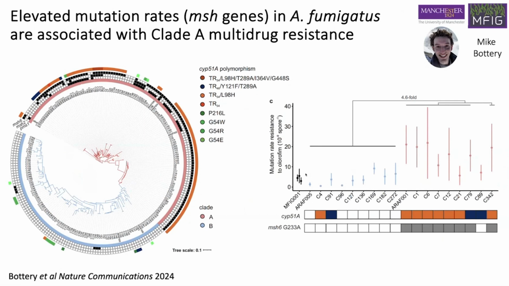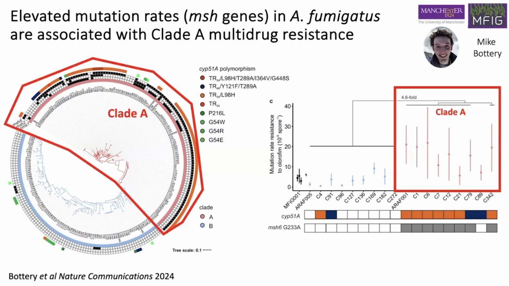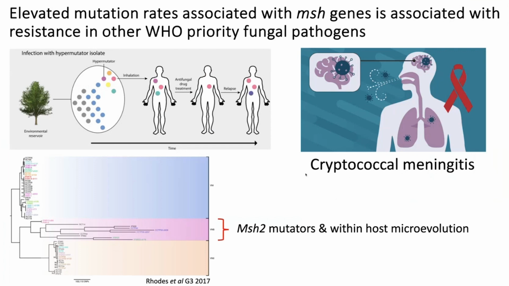The light bulb moment, in my eyes at least, was this work by Mike Bottery up in Manchester, where he has shown very convincingly, this is now published in Nature Communications, that clade A is a mutator. It's not a hypermutator. The mutation rate is dialed up about fivefold, but it's enough to make sure that when you're in a selective environment, that this particular cluster evolves resistance before other wild types. So this is a really interesting model to play around with.